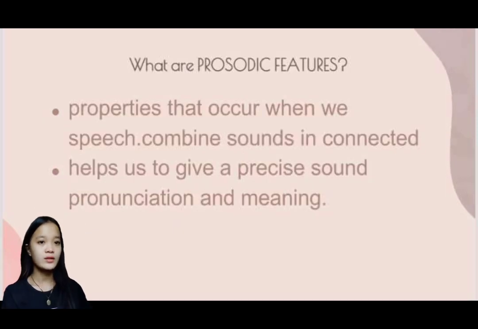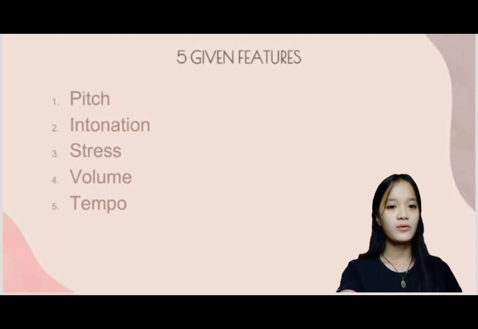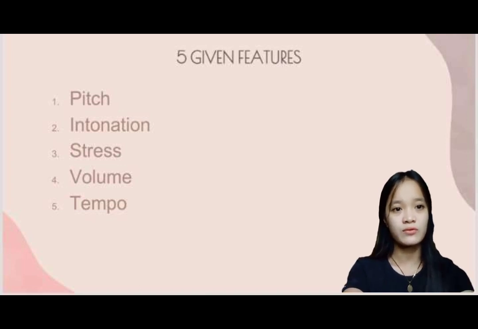So first, what are prosodic features all about? Prosodic features are properties that occur when speech combines sounds in connected speech. They help us give precise sound, pronunciation, and meaning. So what are those five given features? Pitch, intonation, stress, volume, tempo. Those words mentioned are related to our topic this morning, which is prosodic features.